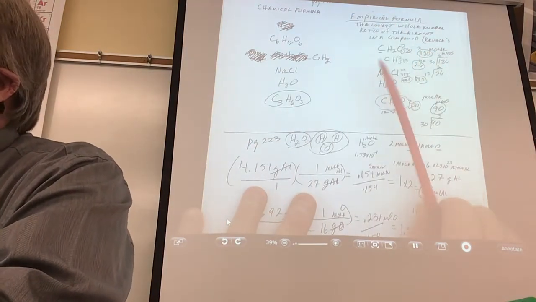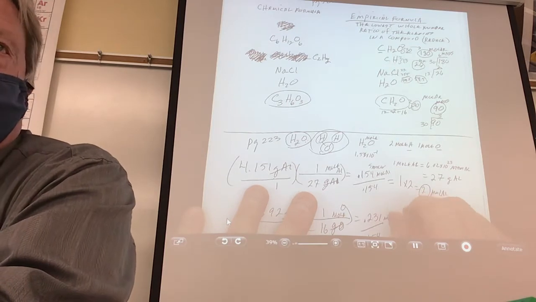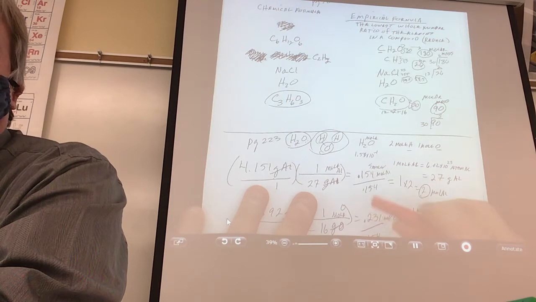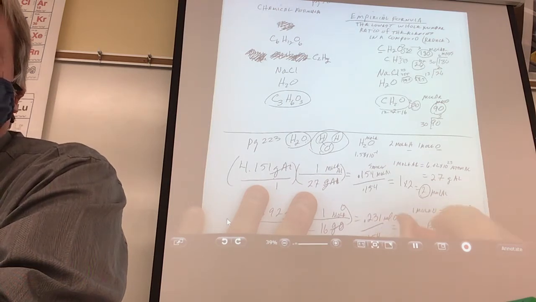You say, what do you mean? How am I supposed to know which ones are empirical? And what do you look for? What do you look for to see if it's an empirical formula? What do you think?